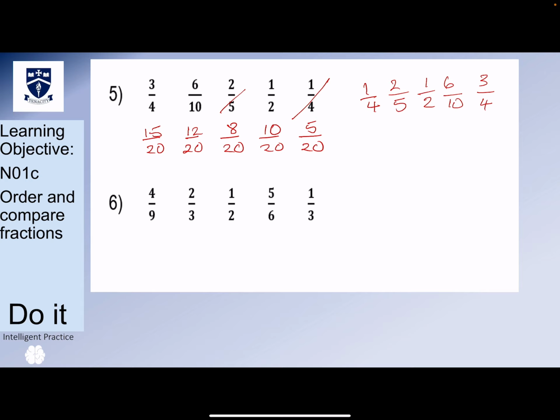Now, you can do exactly the same in the one that is question 6 below. I find the lowest common multiple of the denominators, which is the bottoms of the fractions. So 9, 3, 2, 8, 6, and 3. Well, the lowest common multiple is 18. So this time I would be writing those out of 18. So now I need to get all of these into 18s.